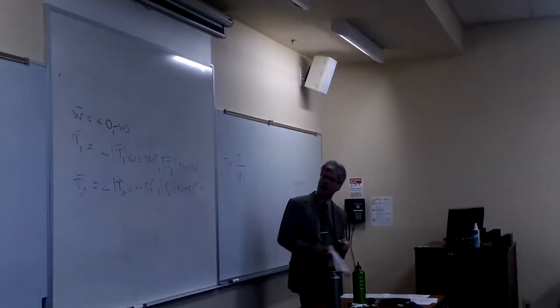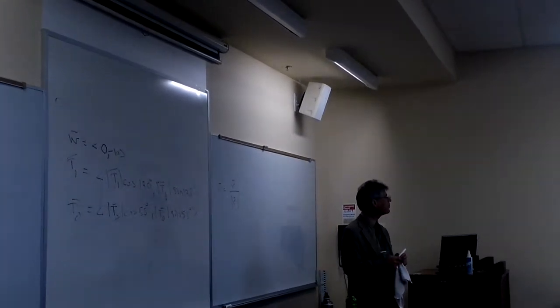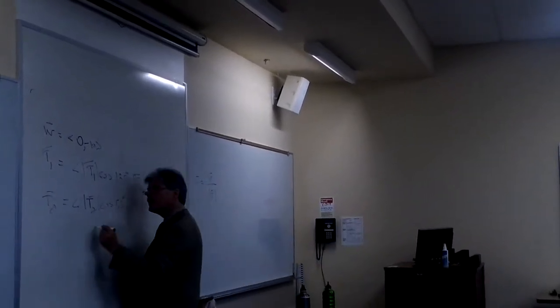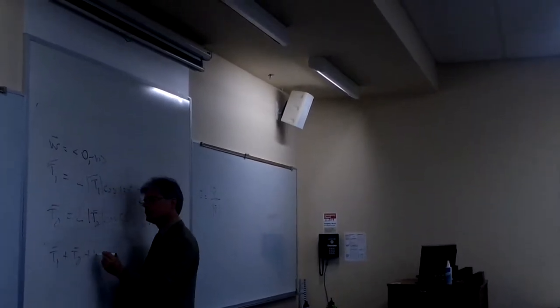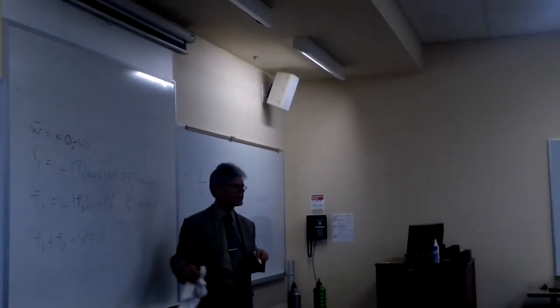Oh shoot, I haven't answered the question. My question was, can we find those vectors T1 bar and T2 bar? Piece of cake. Because I think it is the case that the sum of these three vectors is equal to the zero vector. Sorry, I didn't mention zero vector, did I?